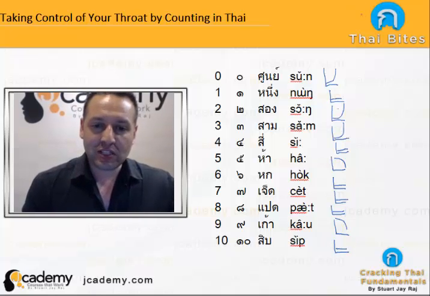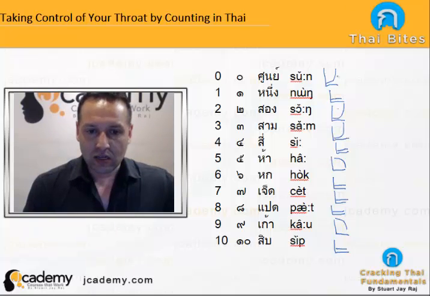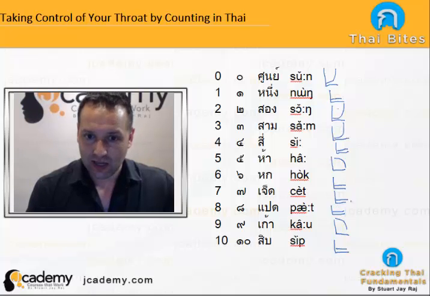Now, let me just say them once through for you. I'll point to it as we go. So we've got 0, 1, 2, 3, 4, 5, 6, 7, 8, 9, 10.